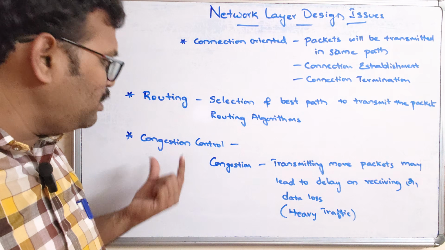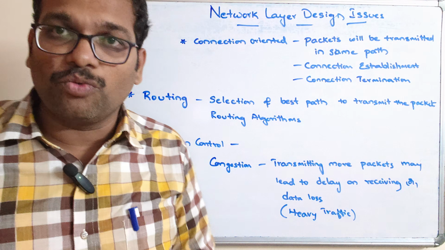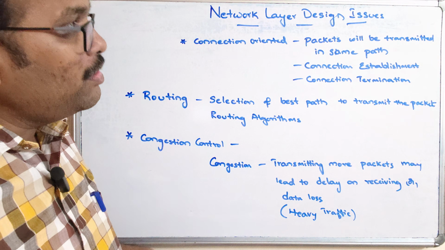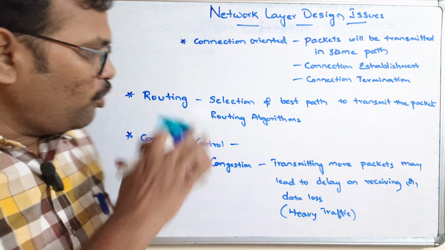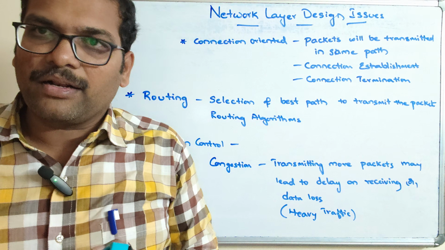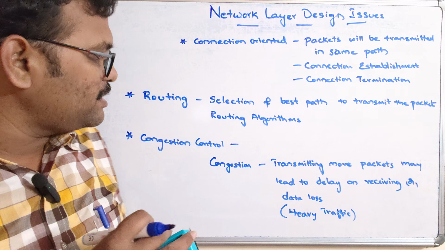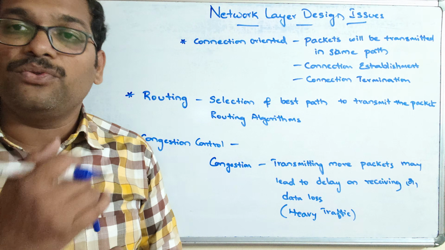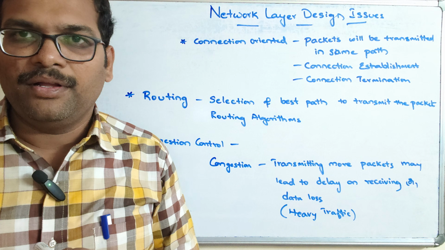In order to control this congestion, we have some congestion control algorithms. So we can prevent congestion, and that is also one design issue of network layer. So hope you understood the design issues of network layer: routing, store and forward packaging, IP logical addressing, congestion control, and type of service provided to the transport layer, either connectionless or connection oriented.